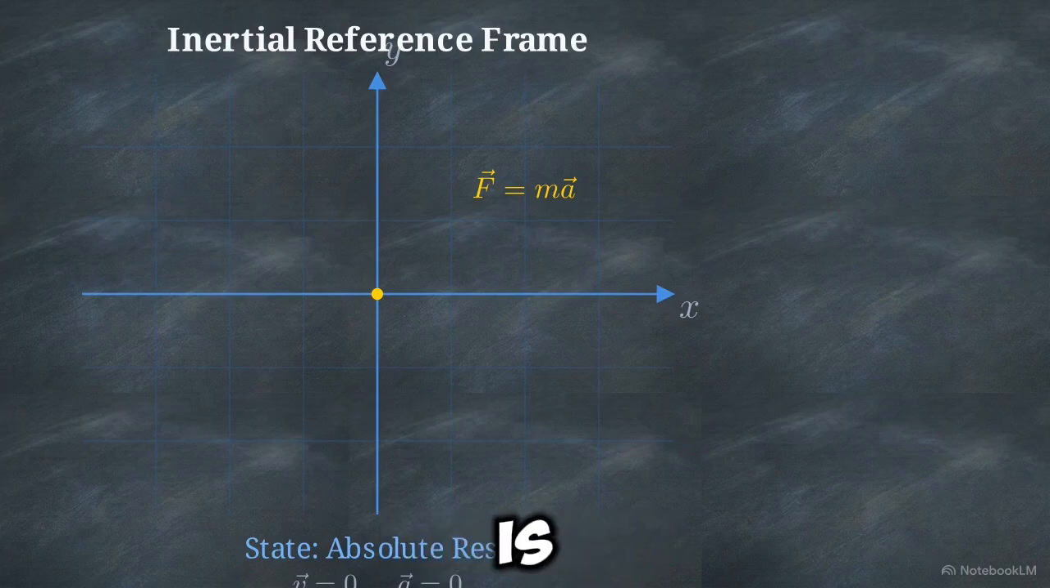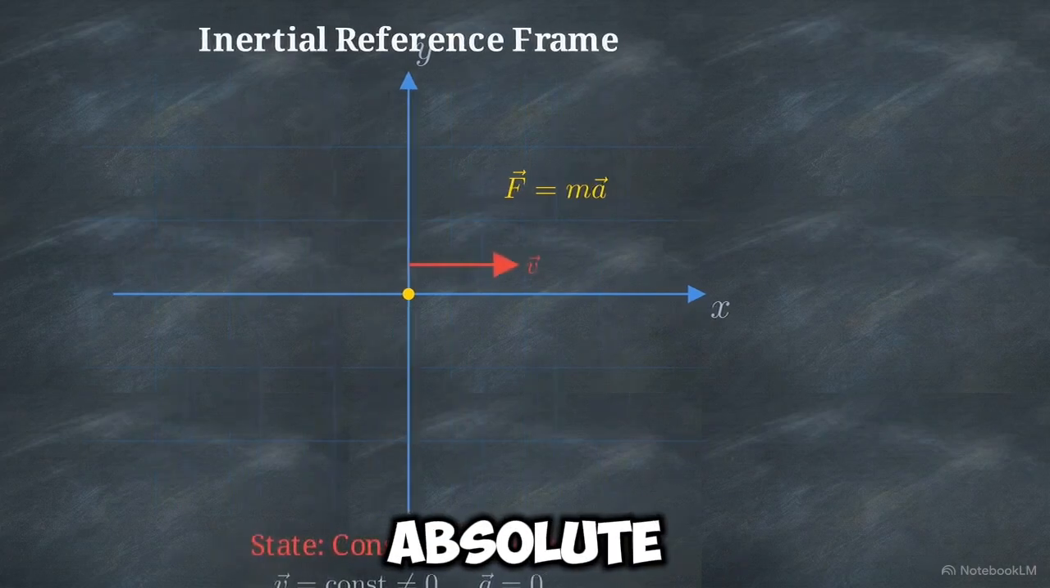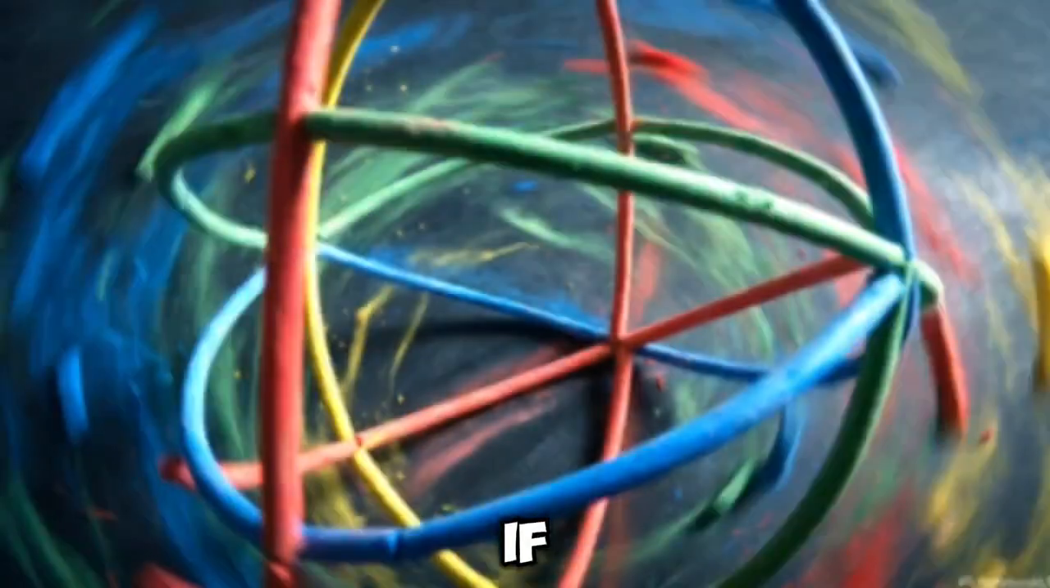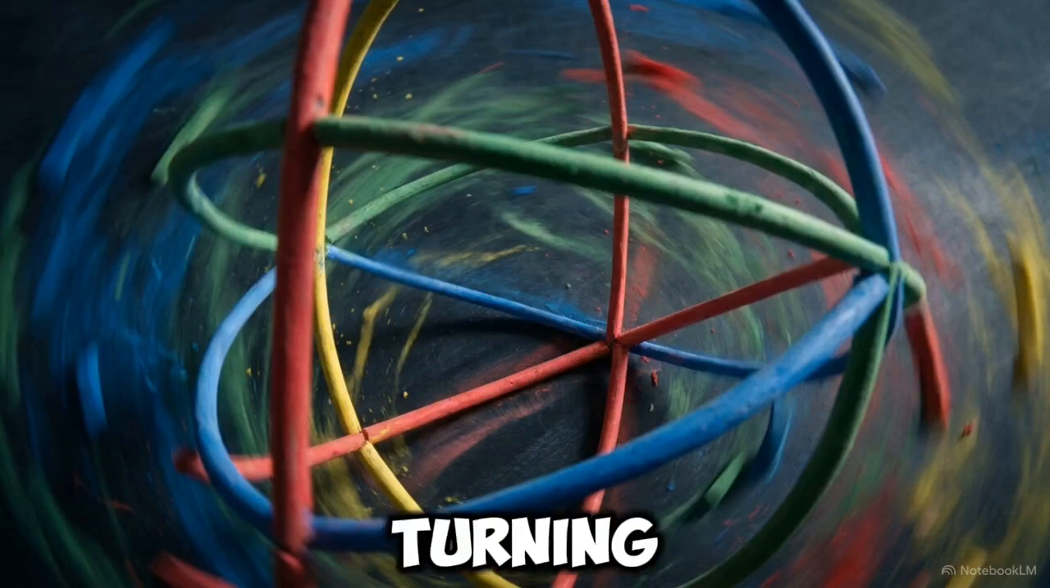An inertial frame is a coordinate system that is either at absolute rest or moving at a constant velocity in a straight line. If your own environment is accelerating or turning, the baseline rules of classical mechanics fail to predict what you will actually see.